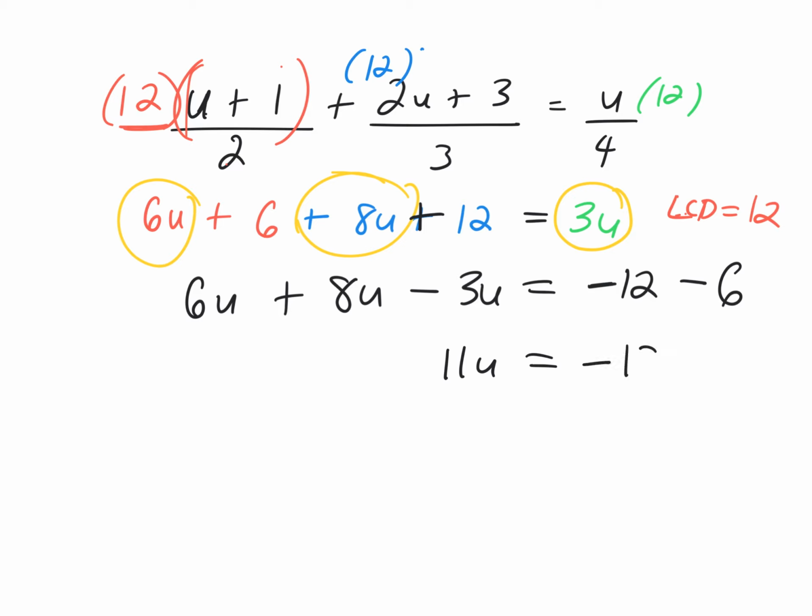11u... So divide both sides by 11. And I'm just going to leave it as a fraction. Negative 18 over 11 is what you got, right? I did it different.